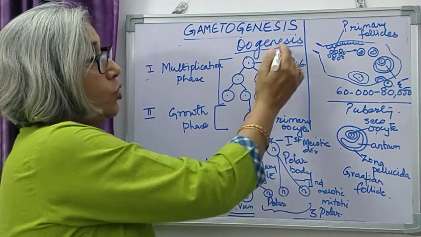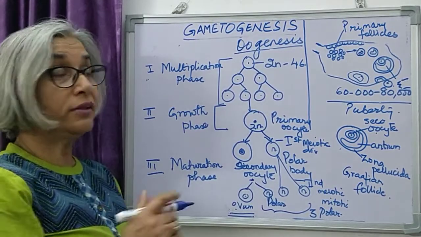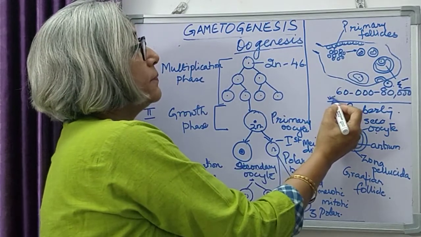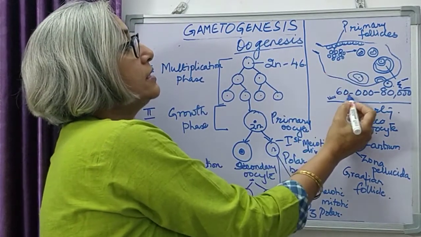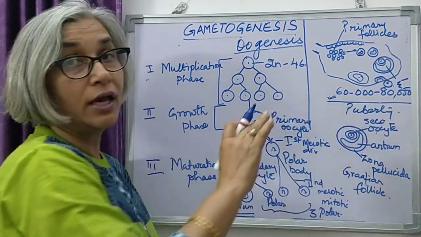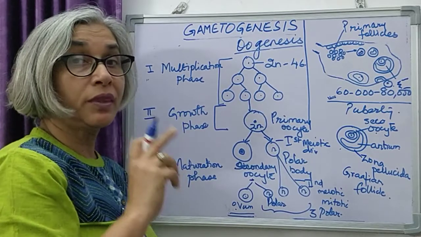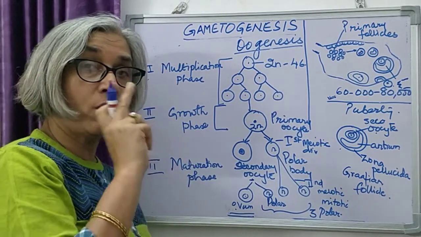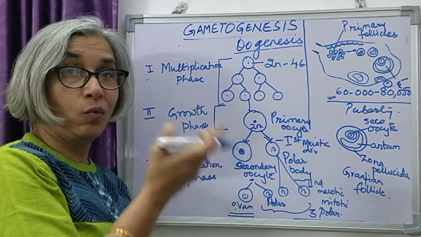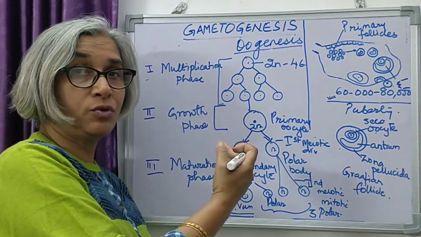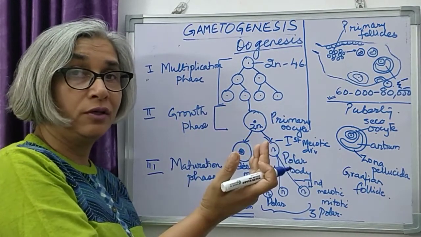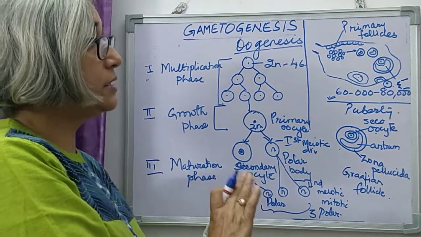So this was oogenesis. Now another important thing that I just pointed out, that these oogonia are limited. They are 60,000 to 80,000 at the time of puberty, and each ovary is capable of producing one ovum in a month. So alternately, once an ovum is produced from one ovary, then the ovum is produced from the other ovary.